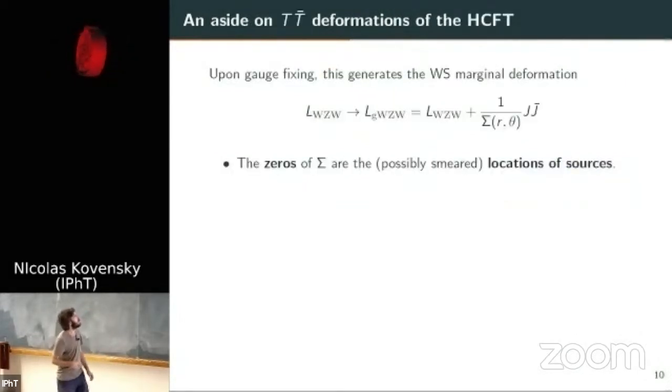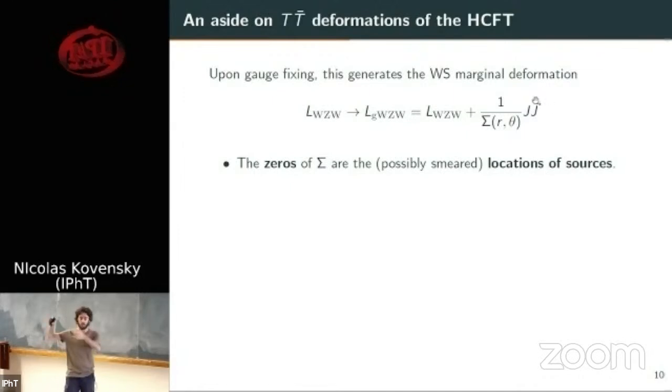Okay, so a little bit of an aside: these coset theories, you can think about them as gauged Wess-Zumino-Witten models. If you quickly fix the gauge by hand, you get an action, a Lagrangian, which is the original Lagrangian plus this term here, where this J and J bar are the currents that I was gauging.